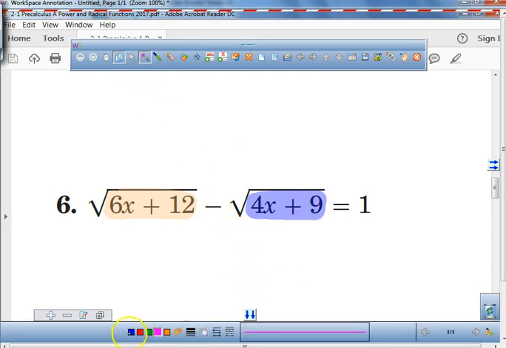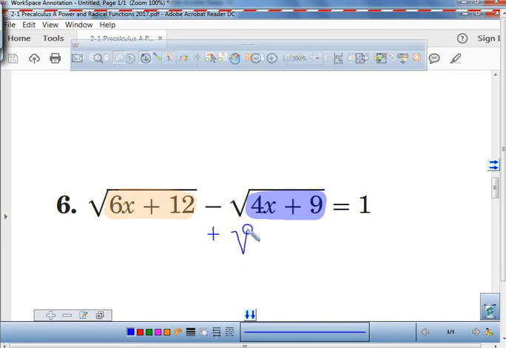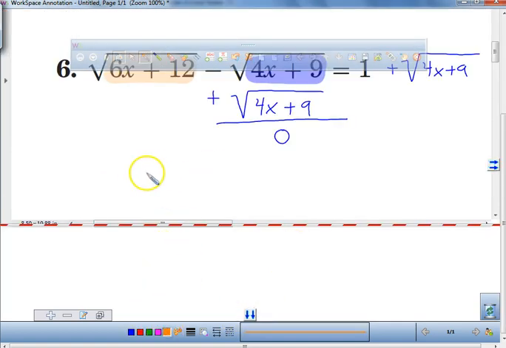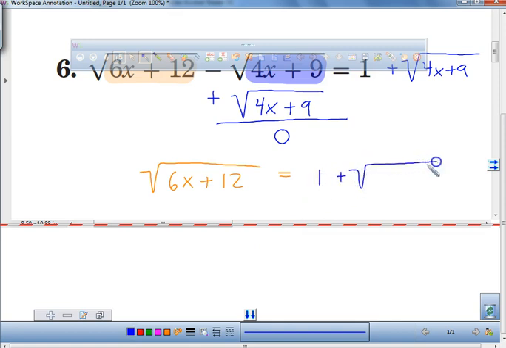So what I want you to do first is add this radical to both sides. I'll explain why we're doing that. If I have a negative radical 4x plus 9 plus a radical 4x plus 9, that does zero out. So here's what we have left: a radical 6x plus 12 equals 1 plus radical 4x plus 9.